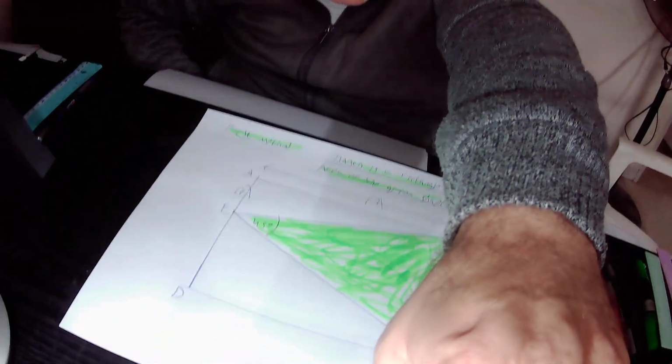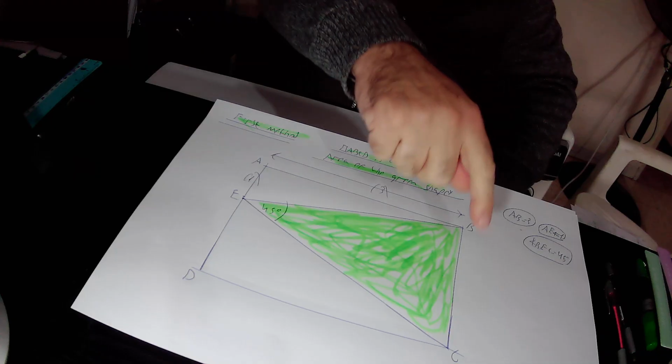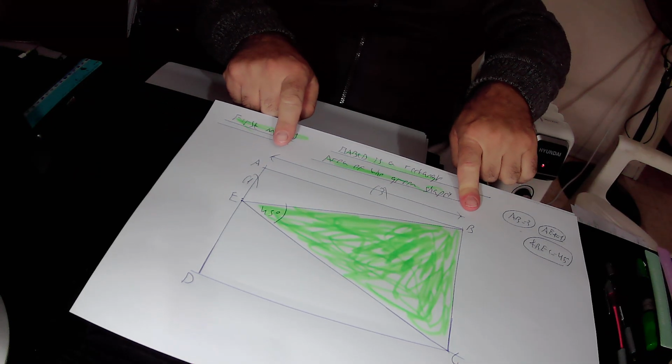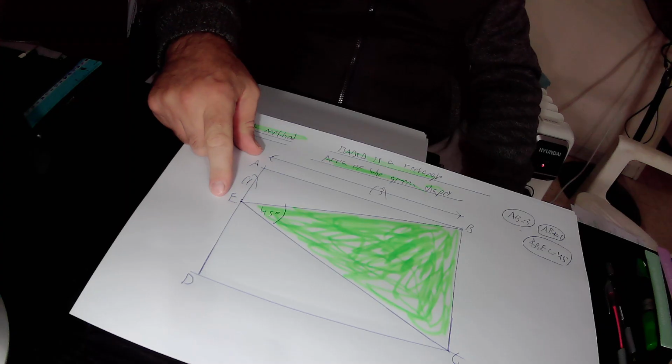And now in this lecture we find out the area of the green shape using two different methods. In the drawing, we have rectangle ABCD. This is side AB of rectangle ABCD. It equals 3 units in length. This is line segment AE. It equals 1 unit.